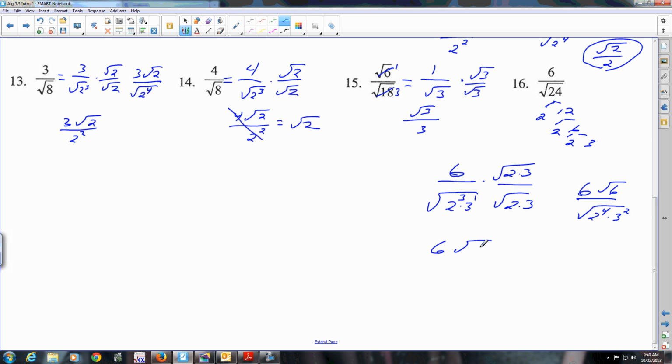So 6 square root of 6 over, that comes out as 2 squared. That comes out as 3. Now you're not done. That's 4 times 3, which is 12. 6 square roots of 6 over 12. This reduces. And you have square root of 6 over 2 as your final answer.